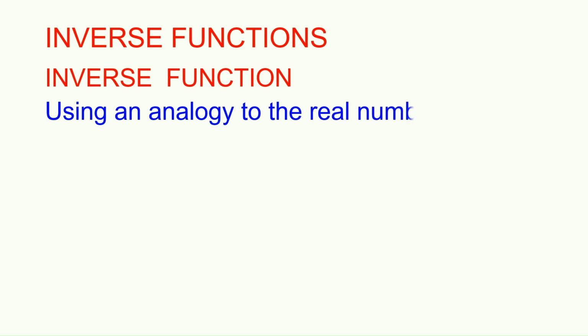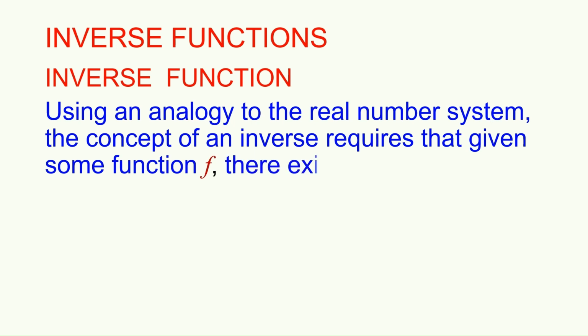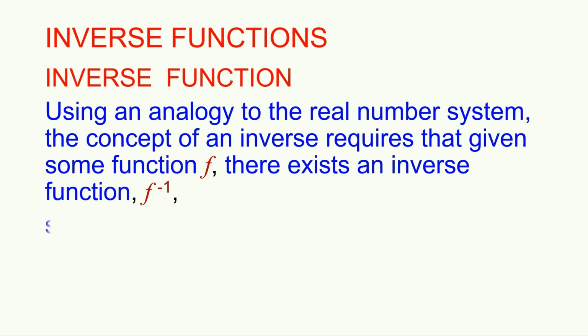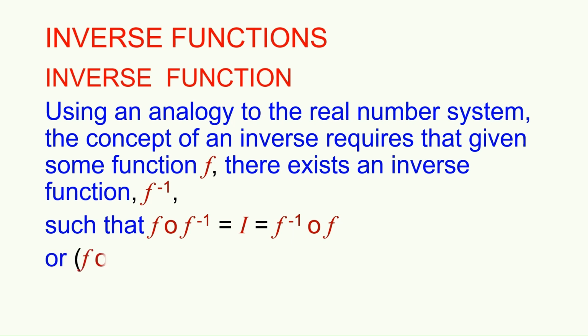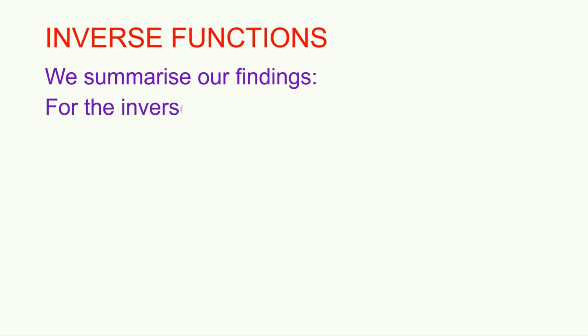Inverse function. Using an analogy to the real number system, the concept of an inverse requires that given some function f, there exists an inverse function f inverse, such that the composite of f and f inverse equals I, equals the composite of f inverse and f. Or the composite f of f inverse of x equals the composite f inverse of f of x. We summarize our findings.